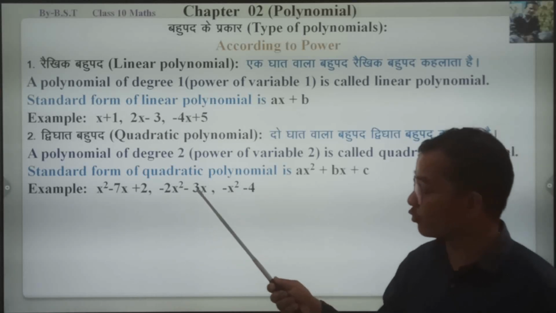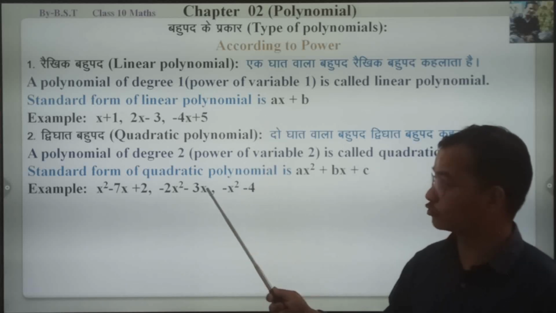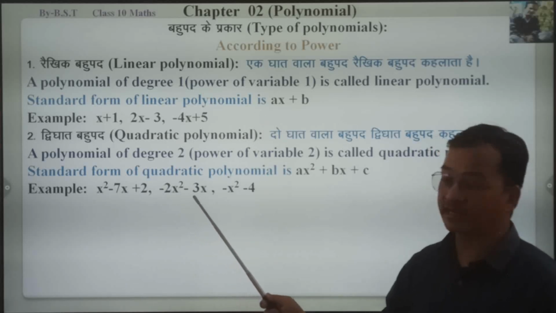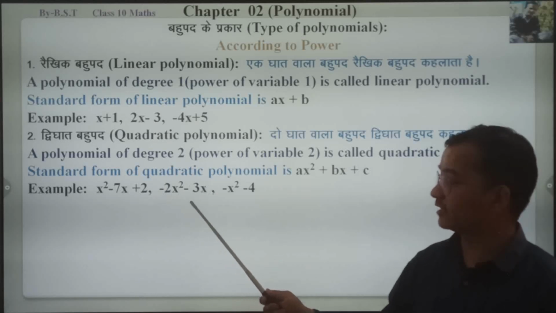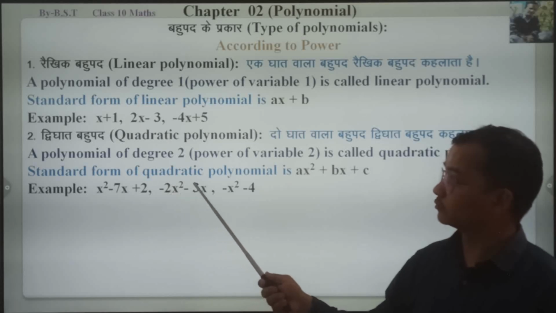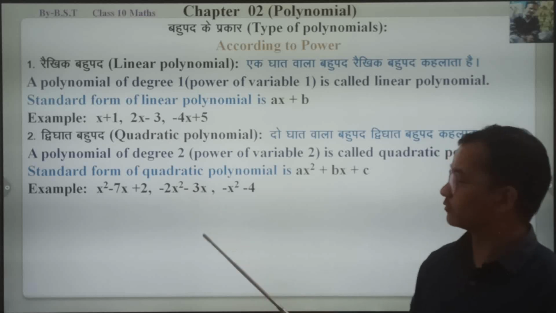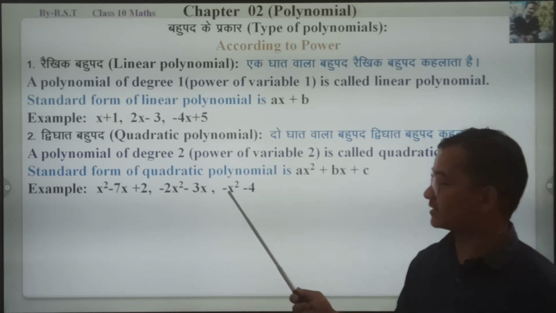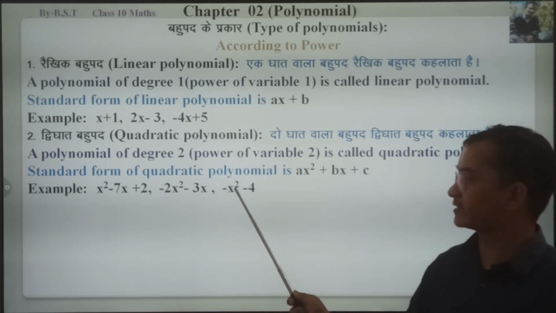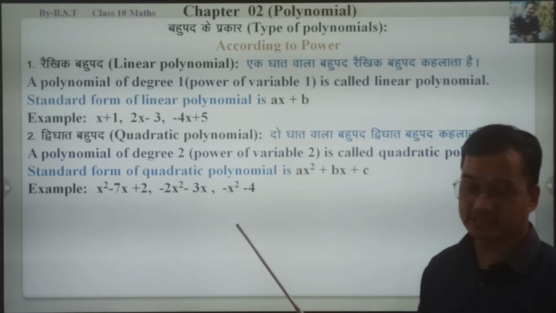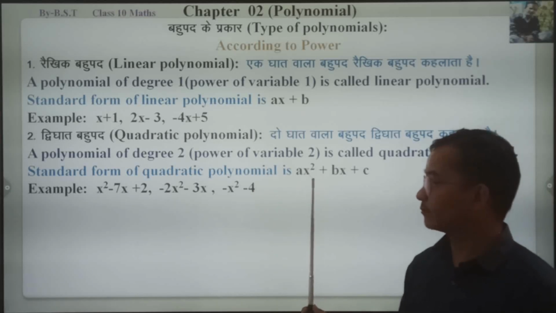Okay, तो power 2 होनी चाहिए. इसमें कितने terms हैं, it does not depend according to power. So it is a quadratic polynomial, but in terms of terms, पदों के आधार पर देखें तो it is a द्विपदी बहुपद, binomial. Okay, so see carefully. And minus x square minus 4 is also a quadratic polynomial because the maximum power of x is 2. So minus x square minus 4 is also a quadratic polynomial.